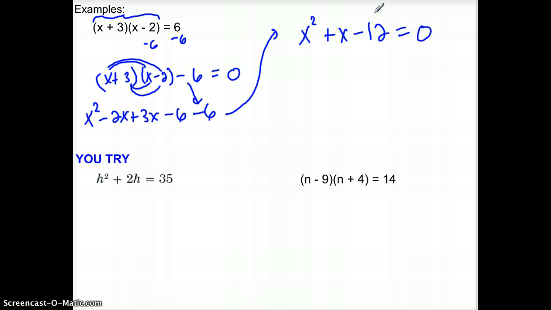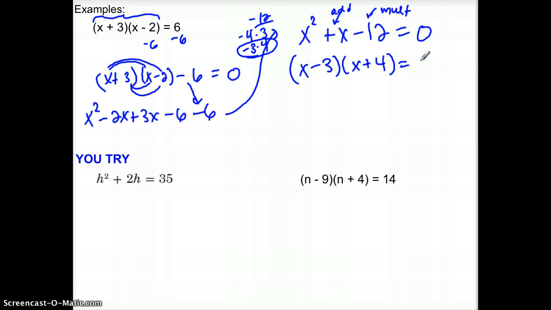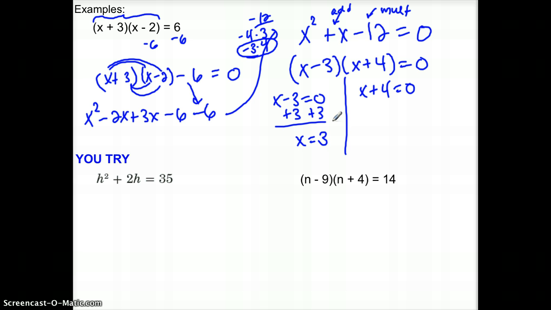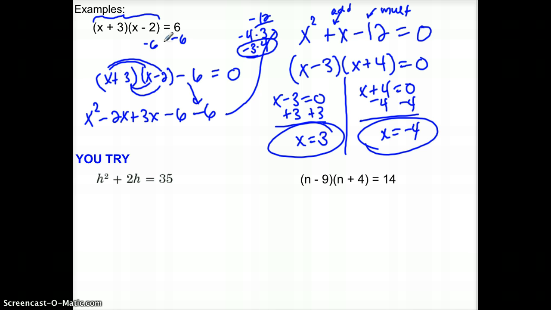So from there you factor. What multiplies to give you negative 12 that adds to give you 1? Well, I know to get 12 we have negative 4 and 3, or negative 3 times 4. Which one adds up to be a positive 1? The negative 3 and 4. So x minus 3, x plus 4 equals 0. From there, set each factor equal to 0. Add the 3, x equals 3, subtract the 4, x equals negative 4. So there are your two answers. You plug them back in.